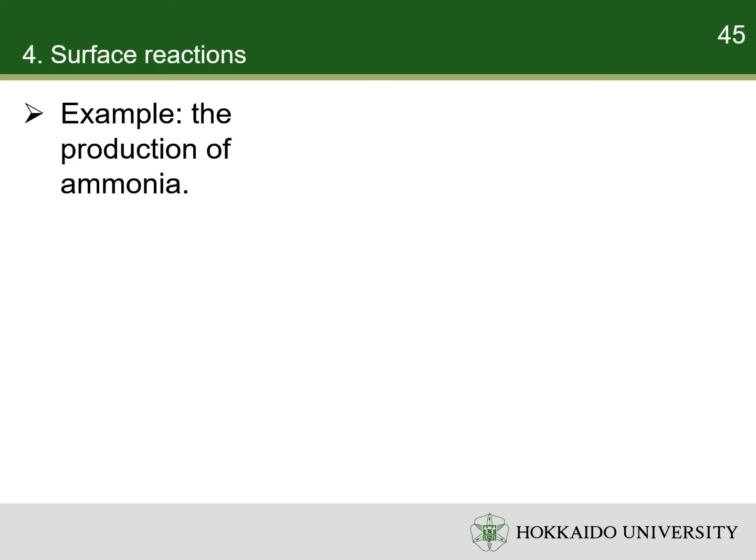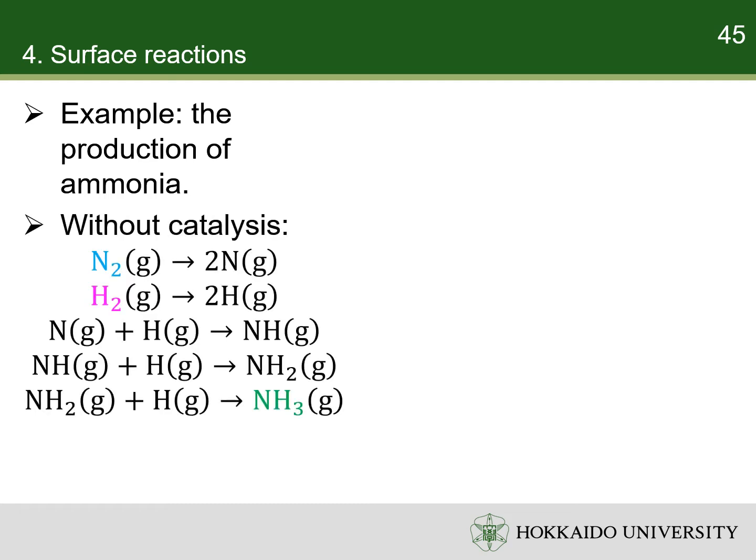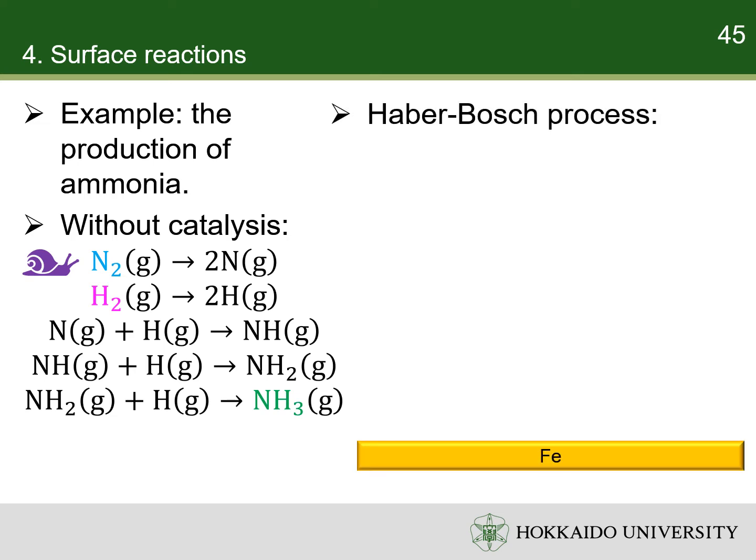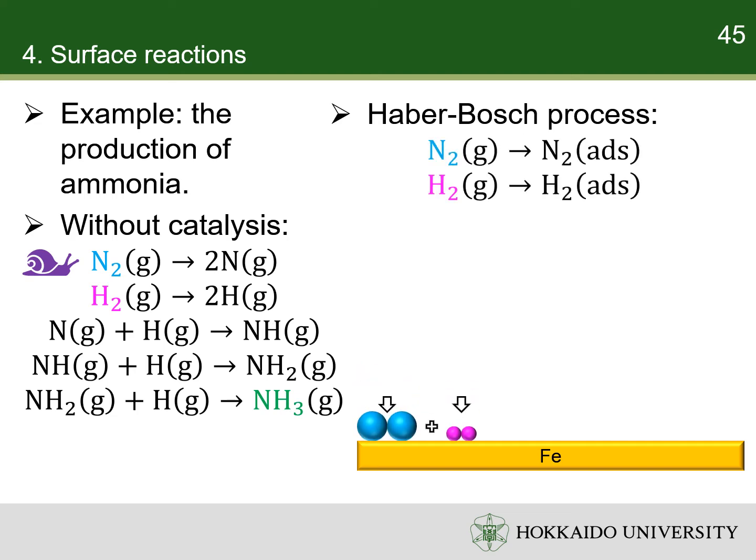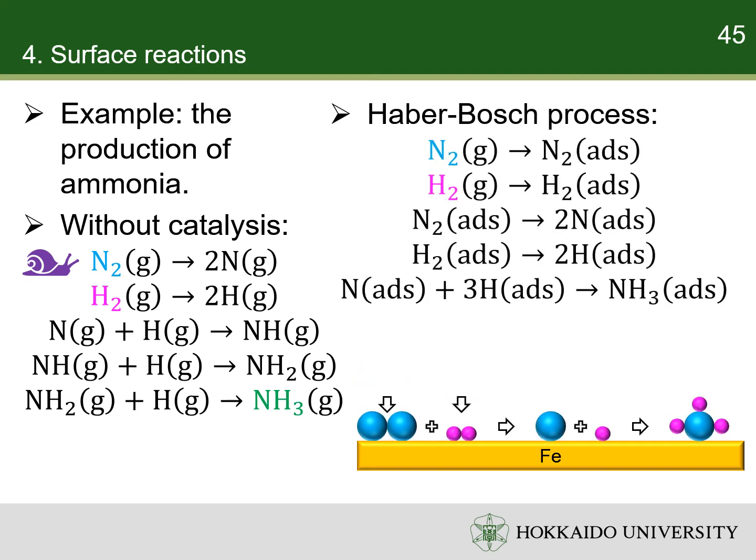For example, the production of ammonia from nitrogen and hydrogen in gas phase is extremely slow. The hydrogen and nitrogen molecules must dissociate to react. The dissociation of freestanding nitrogen molecules is particularly slow. In contrast, Haber-Bosch process is the catalysis of ammonia production on iron surface. The reactants adsorb on iron surface, dissociate and react, followed by the desorption of the product. The dissociation of nitrogen on iron surface is much faster. Thus, the production of ammonia is greatly accelerated.